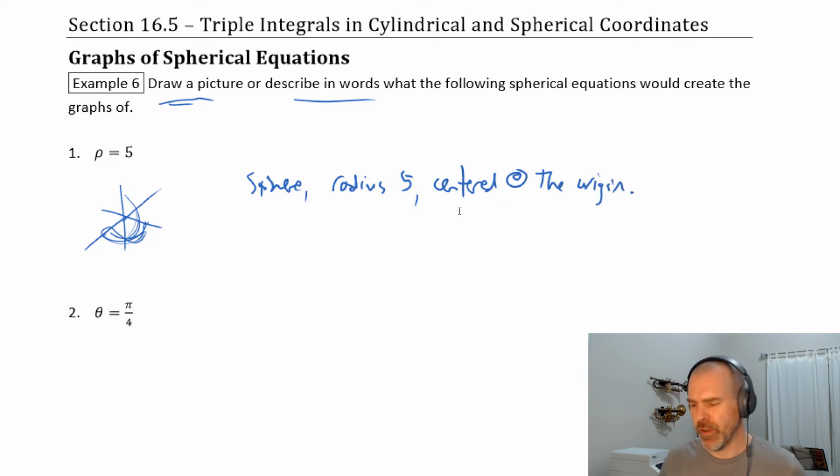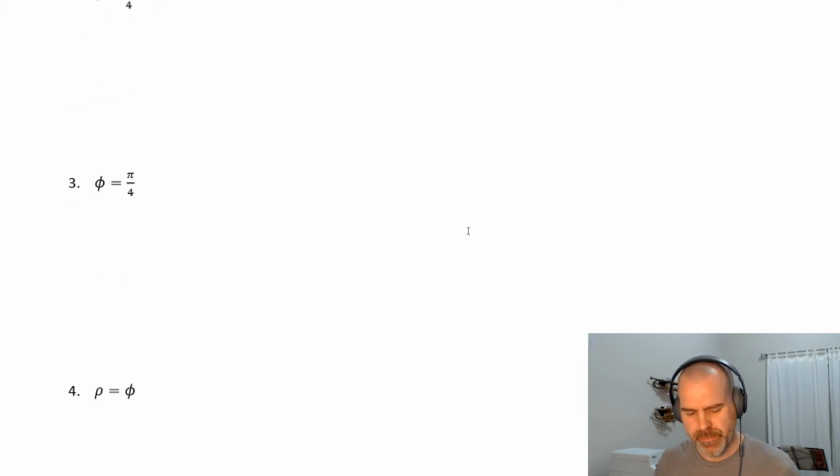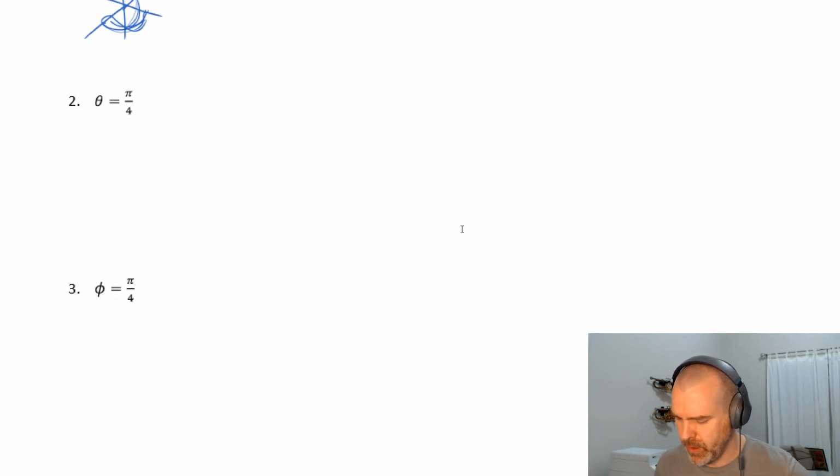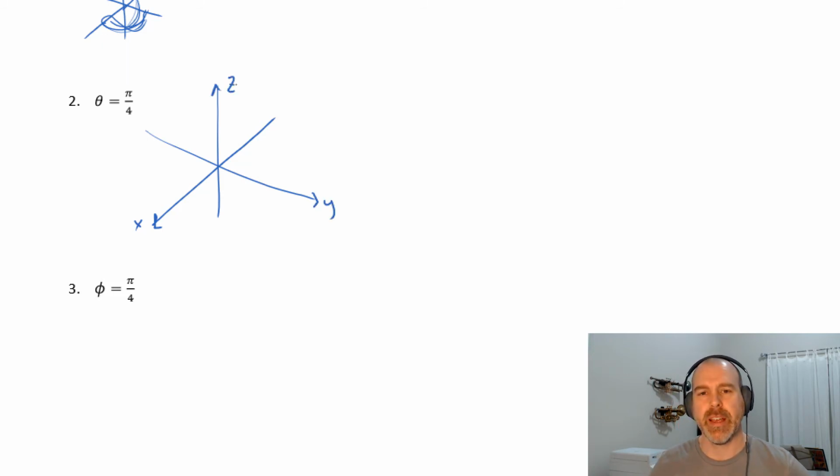Theta equal pi over 4. Theta equal pi over 4 is going to be the same as the one we did before, where it was a fixed angle. So theta is the angle from the positive x-axis. Something like that. Pi over 4.